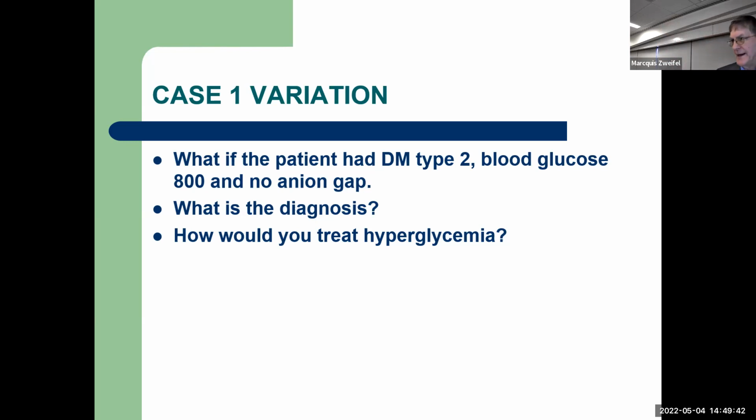So this is just a variation. If it was high with no anion gap, it's HHS. The difference is you don't have to drive ketones out. So your goal is just to fix the sugar. So you can use the other insulin drip that adjusts up and down based on the sugars. You just want to make sure you go slowly if it's very, very high. And the highest I've seen is 2000, but I've heard of a little bit higher than that from other people around the country.